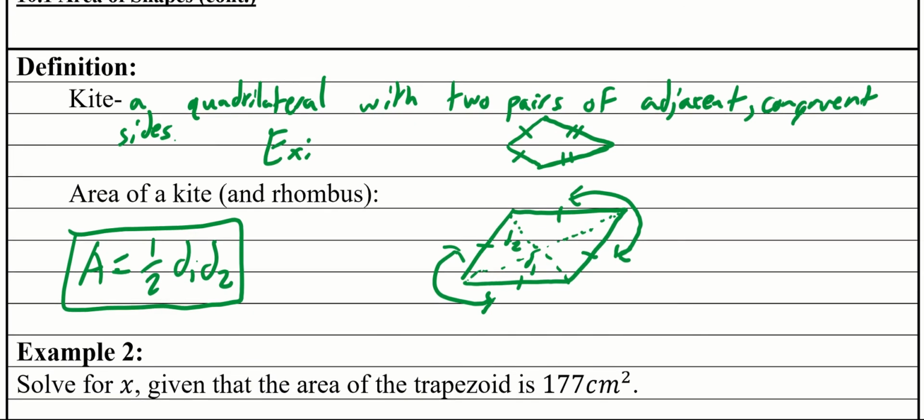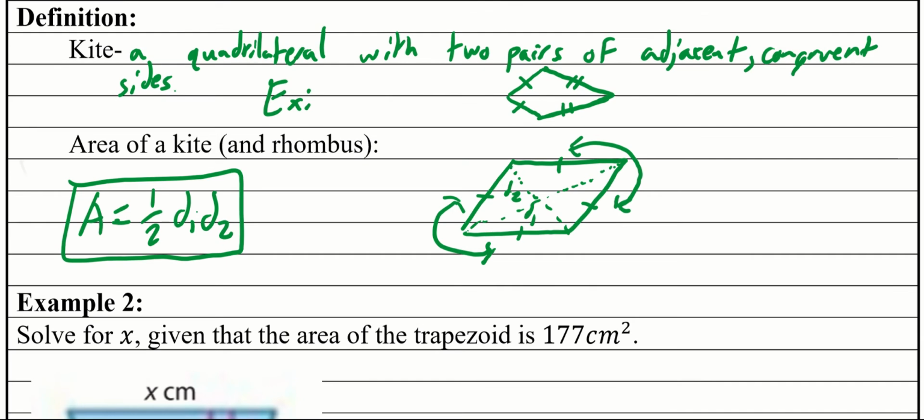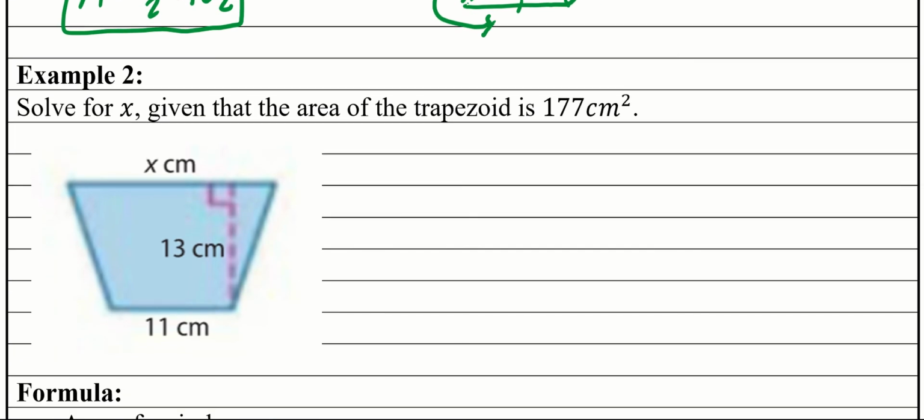So let's try to put one of those to use here. Like I said, we're not going to have time to go over examples for all of them, but we at least want to make sure we get them written down. So in this case, it says I want to solve for x given that the area of this trapezoid here is 177 centimeters squared. First off, we want to get in the habit of making sure we're looking at the shape. What shape are we looking at?